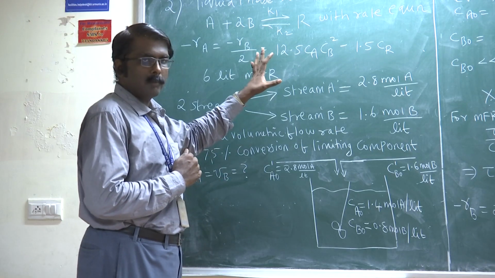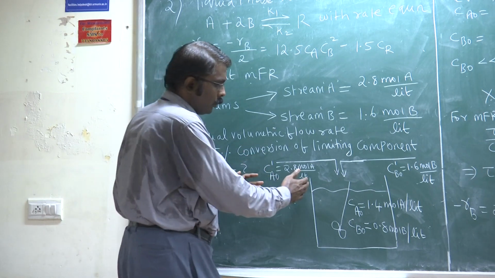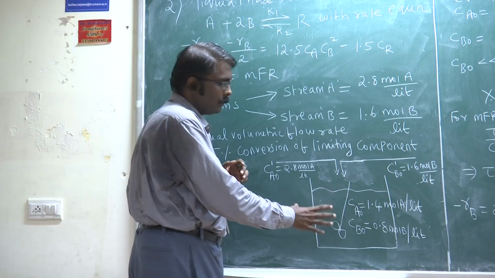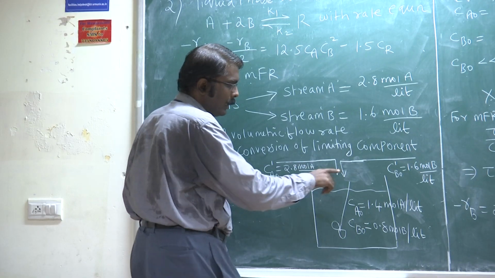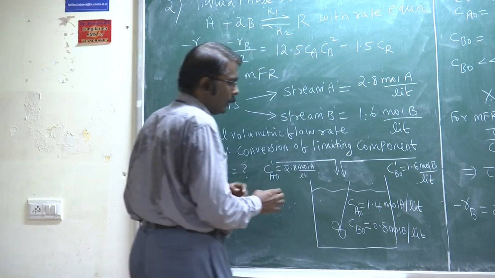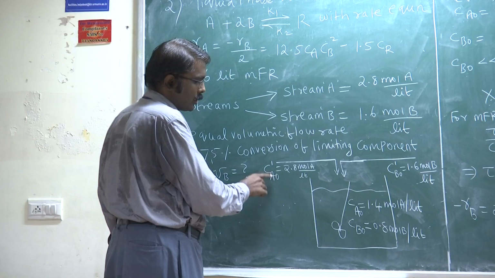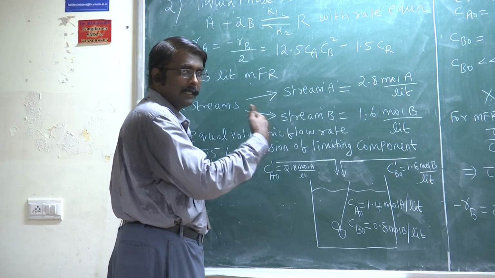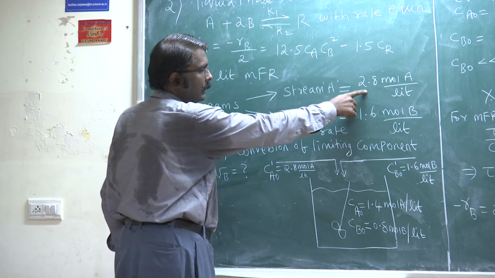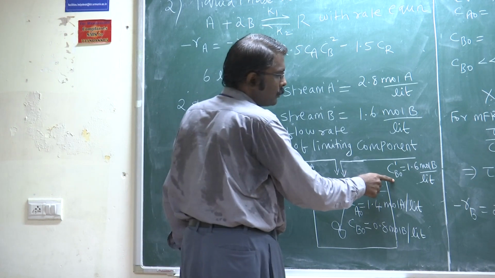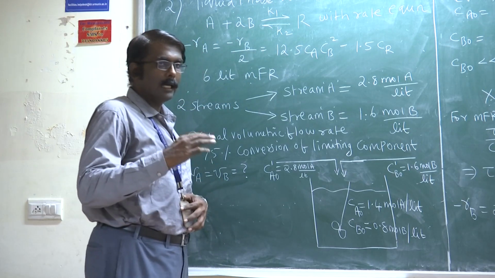Now this entire problem statement can be represented by a schematic diagram. This diagram shows the mixed flow reactor, where we can see two streams entering: this is stream A, this is stream B, entering the reactor. Outside the reactor, the stream concentration is taken as CA0 dash, where the dash represents the concentration of reactant A outside the reactor. That is given as 2.8 moles of A per liter. That is given data. CB0 dash is also given data, equal to 1.6 moles of B per liter, outside the reactor.